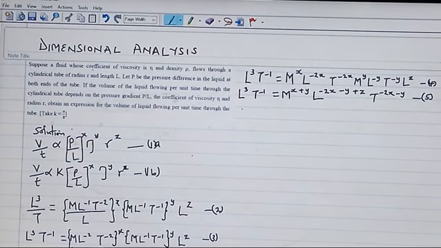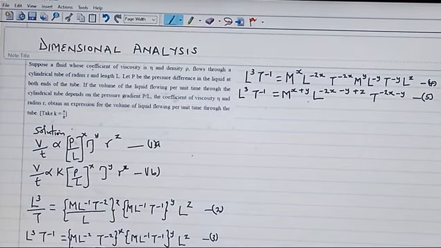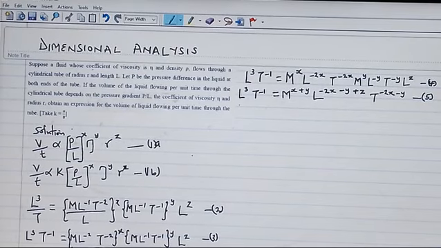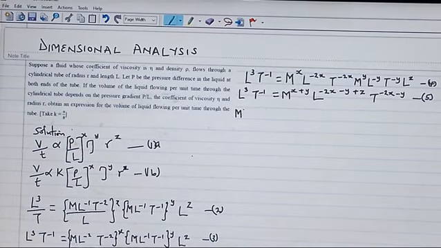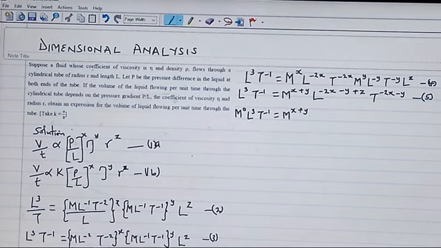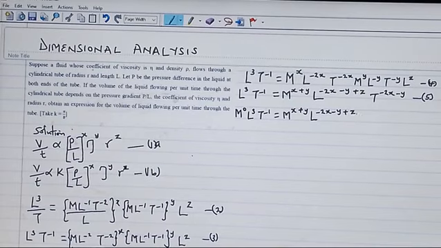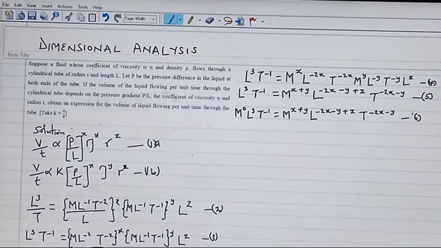So we have to equate. Before we do that, we have m on the right hand side of equation 5, m, l, and t. We only have l and t on the left hand side. We have to introduce an imaginary m. To do that, we just raise m to the power of 0. L raised to power 3 t to power minus 1 equal to m raised to power x plus y, L raised to power minus 2x minus y plus z, t raised to power minus 2x minus y. Call this one equation 6.